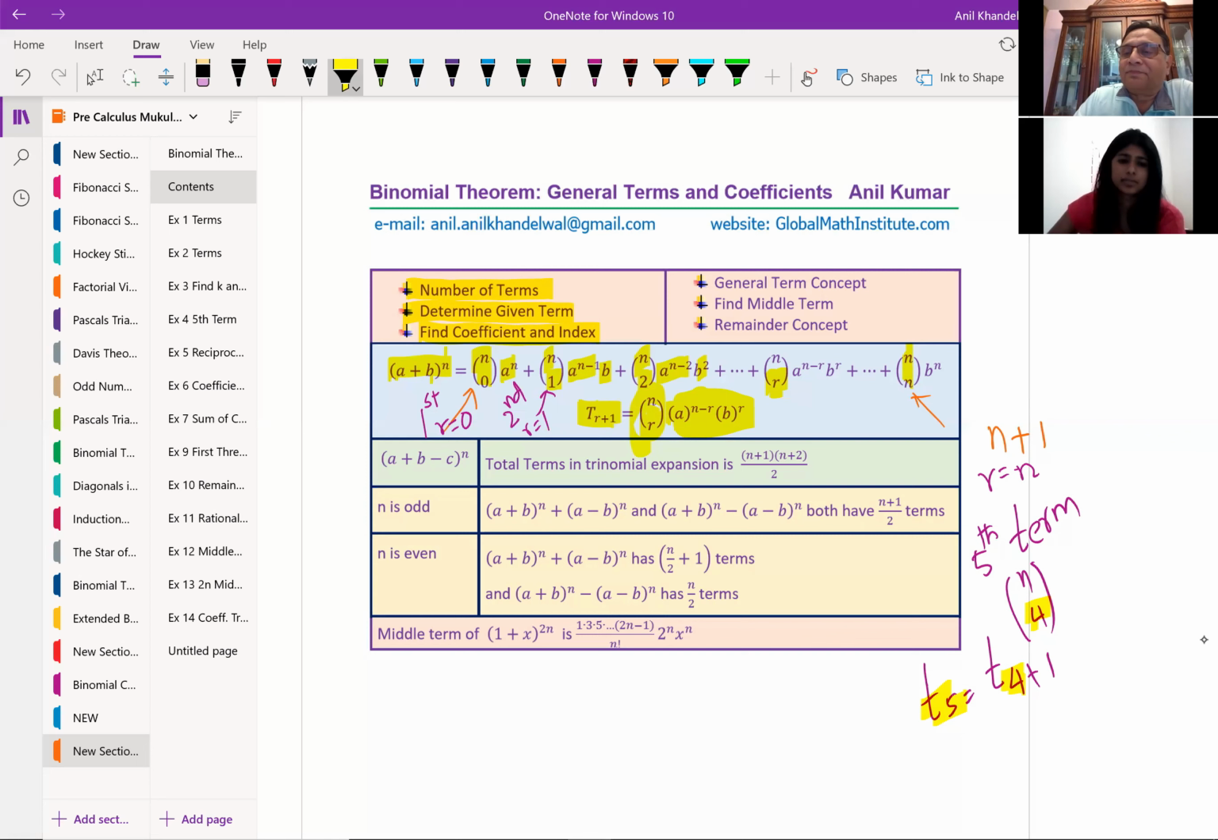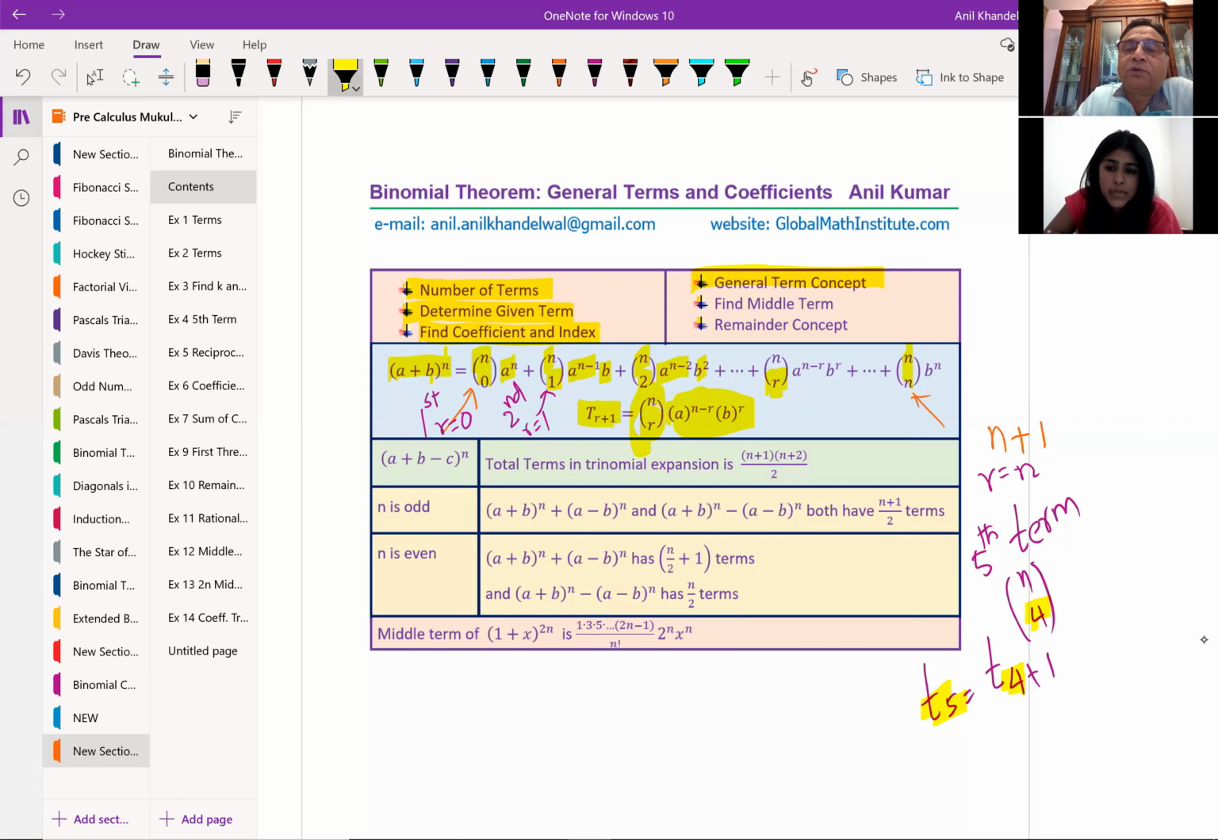And then when we say general term concepts, there will be many questions where we'll twist this general term in such a way that makes things very difficult for the students. We'll see how to work with those difficult situations.